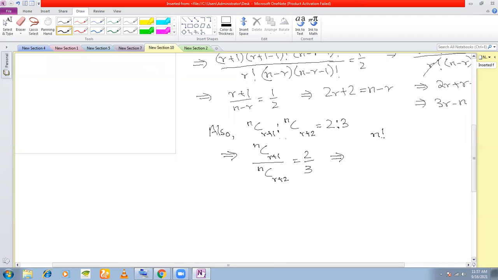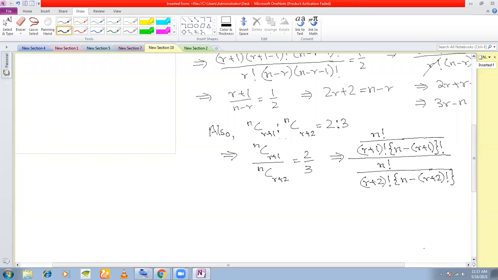From the formula you have factorial n by factorial (r plus 1) into (n minus r plus 1) factorial, divided by factorial n divided by factorial (r plus 2) into (n minus r plus 2) factorial, is equal to 2 by 3.